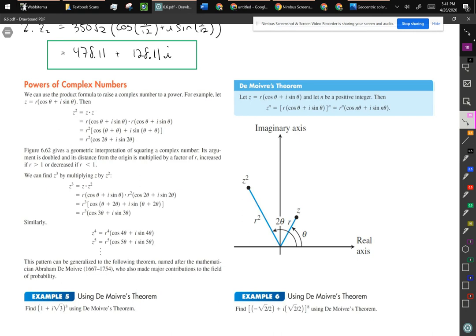And so this is really helpful for that repeated multiplication of either different complex numbers or, in this case, the same complex number. So your rule is right over here. Very easy to do, all right?